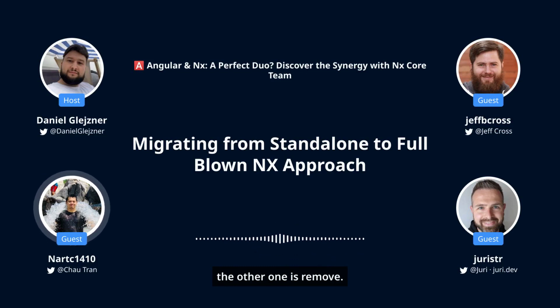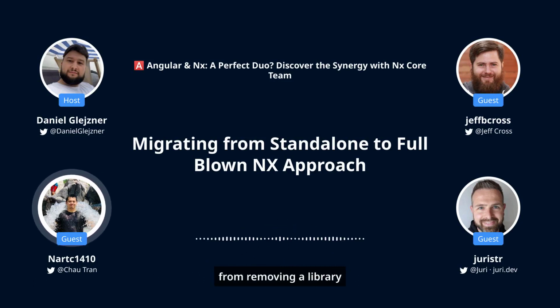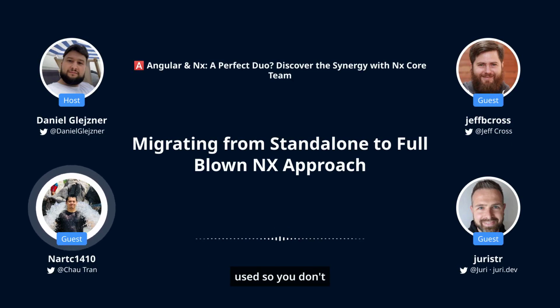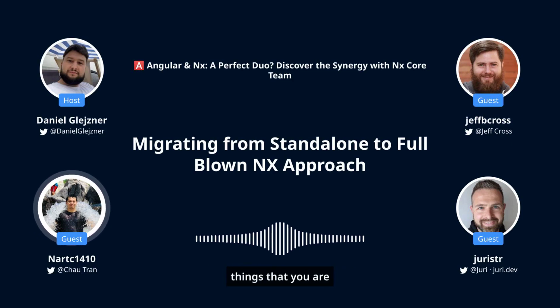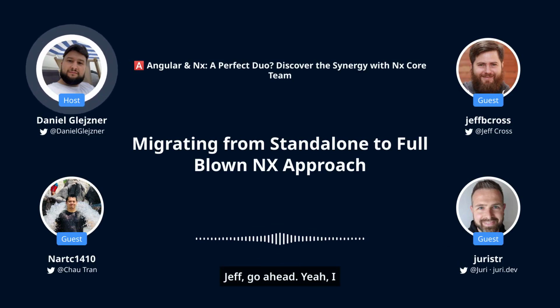And the other one is remove. When you decide that it's not worth it to have this as a separate library, we can just move the utility inside of the actual library itself or the feature library itself. You can just remove the library by using the command, or by using the generator. Now the generator can guard you from removing a library if that library is being used, so you don't accidentally remove things that you are using. And I think that, Jeff, go ahead.